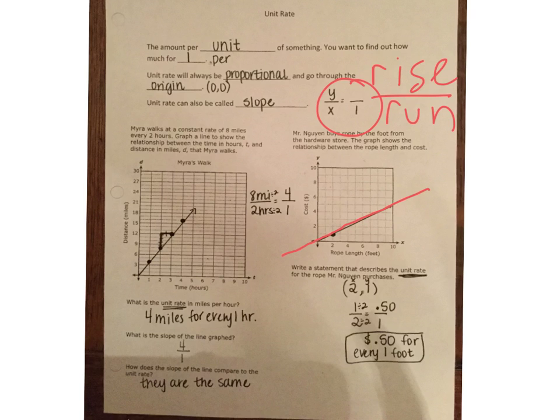Okay, so looking over here at this first example, it says Myra walks at a constant rate of 8 miles every 2 hours. Graph a line that shows the relationship between the time in hours t and the distance in miles d that Myra walks. So I know 8 miles per every 2 hours, so the miles is the y and the time is the x, and I'm going to find the slope by doing the y divided by the x.